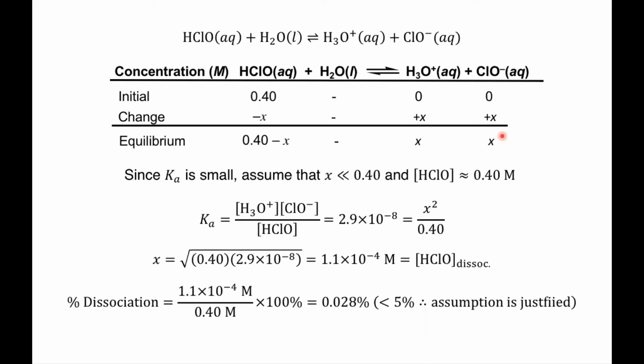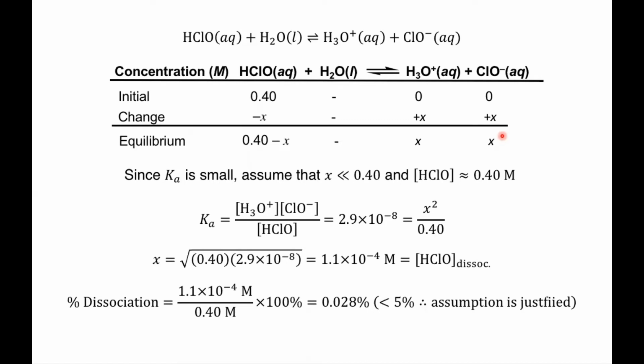if we're going to be sort of allowed to accept that assumption. Usually the basis for the assumption is that Ka is small. And then if Ka is small, then we're able to use the initial concentration of our weak acid as the equilibrium concentration, in this case, both 0.40 molar. But we have to check that assumption at the end.